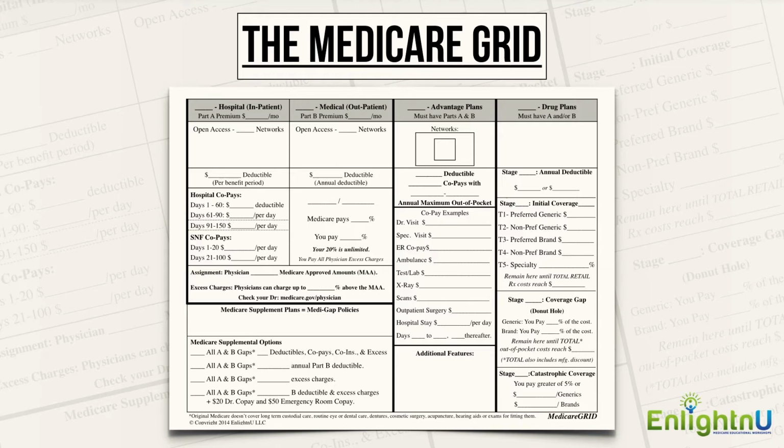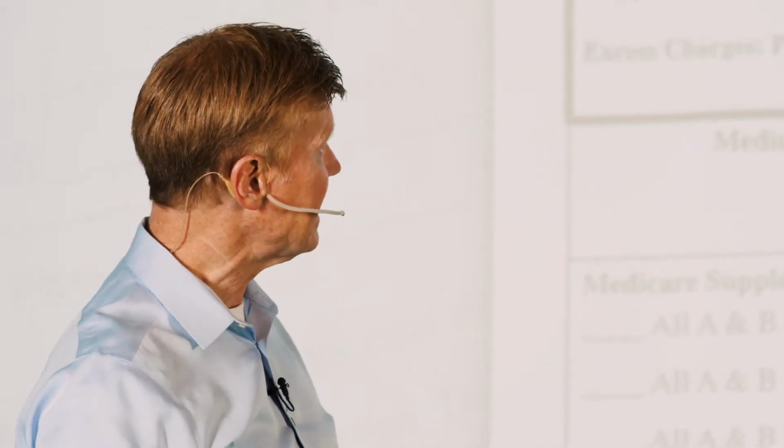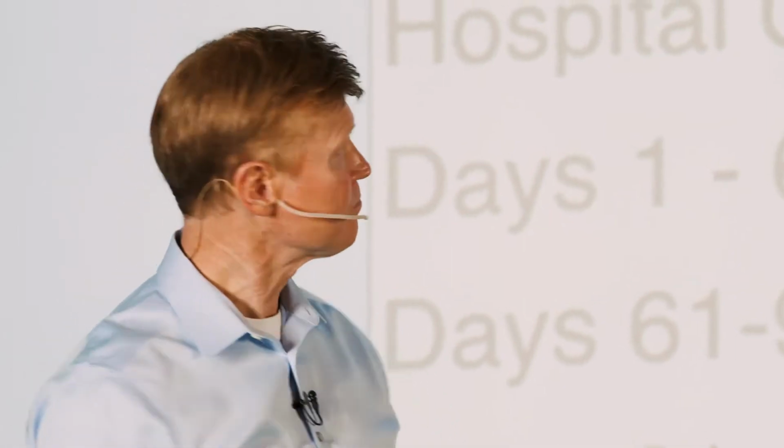That should complete notes page 1. So let's go now, close your notes and go to the grid, Medicare grid, and let's start working our way through what we call the original Medicare A and B. So go to the grid, please.